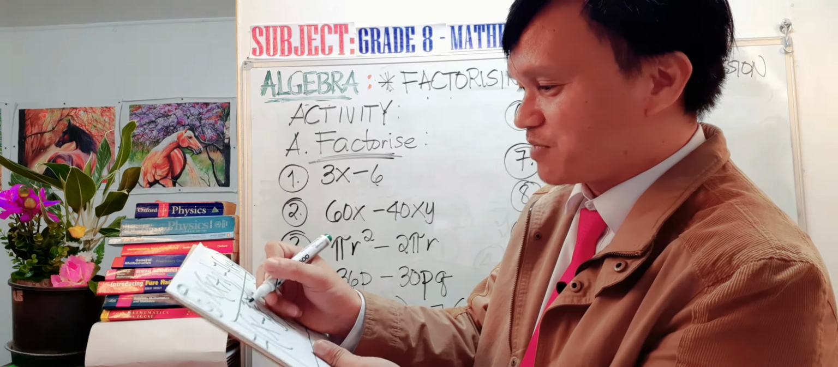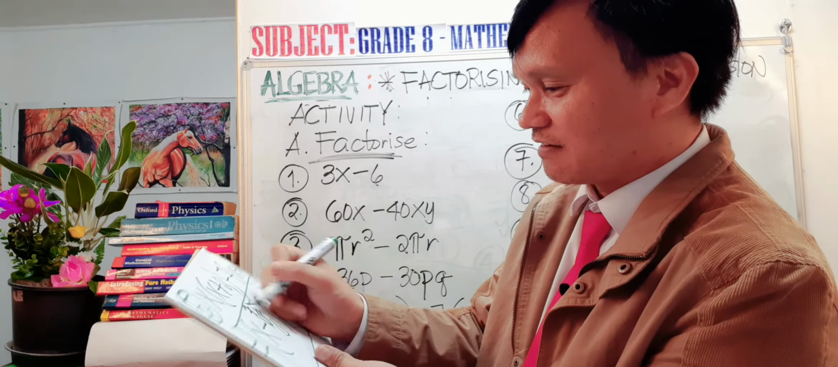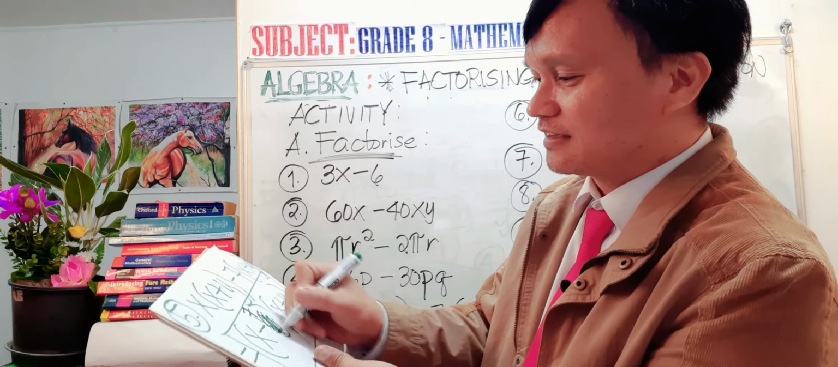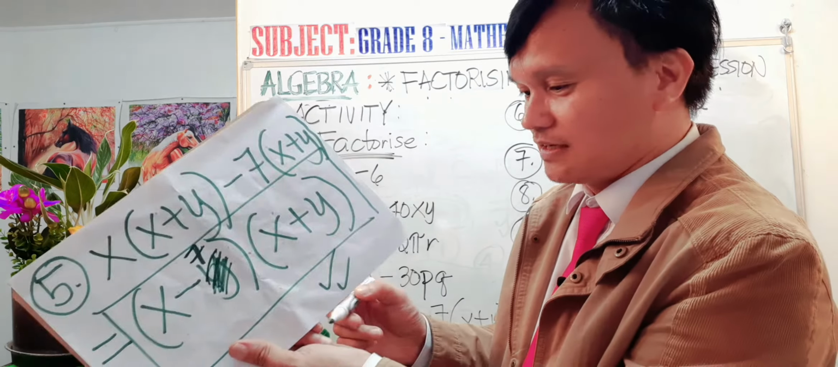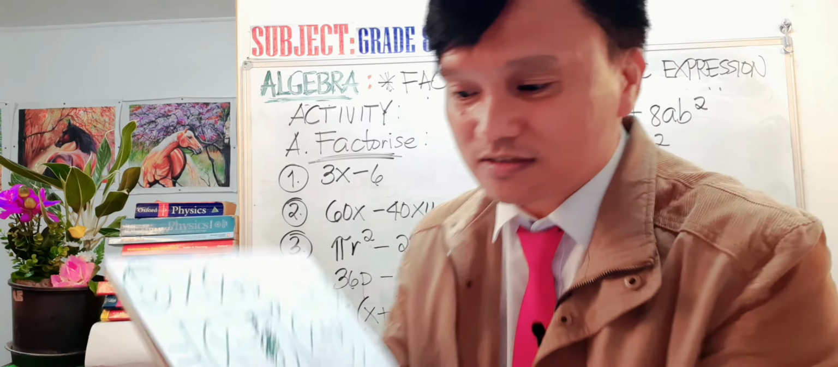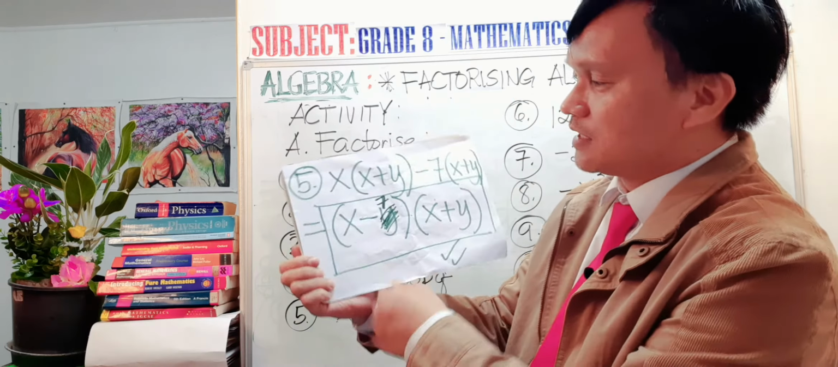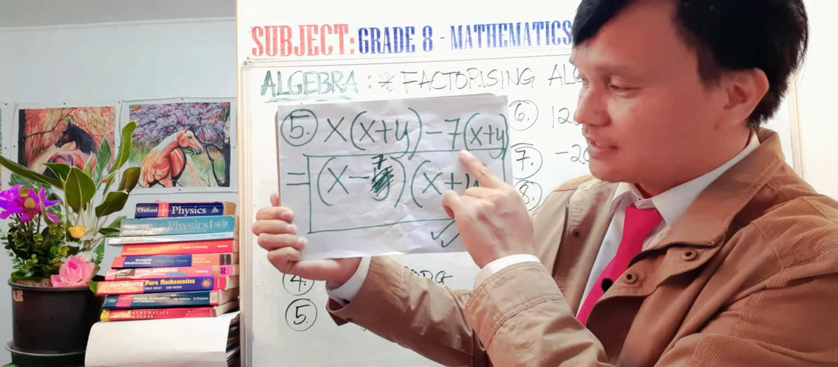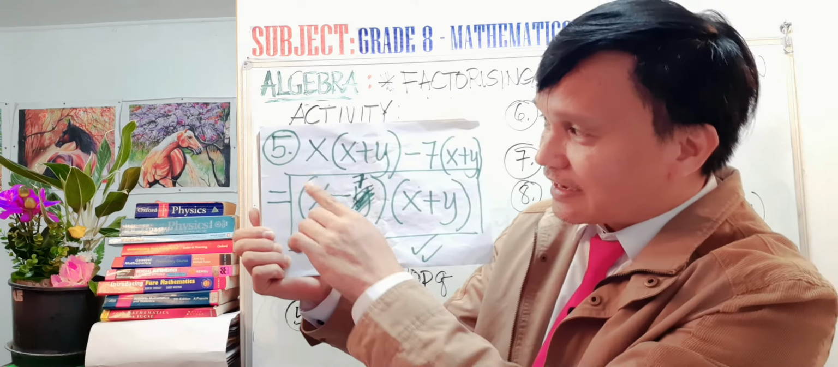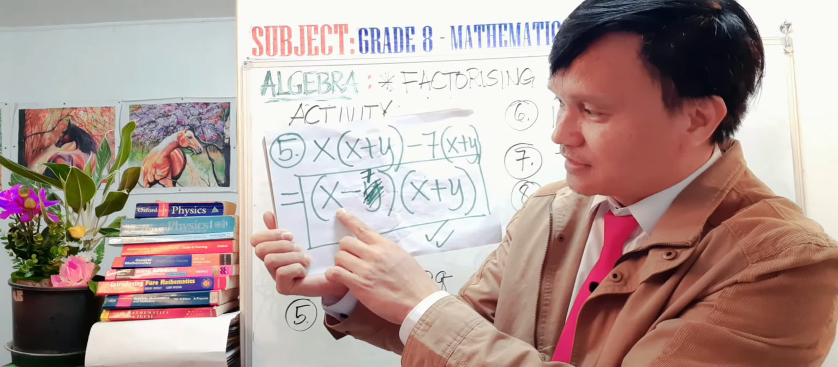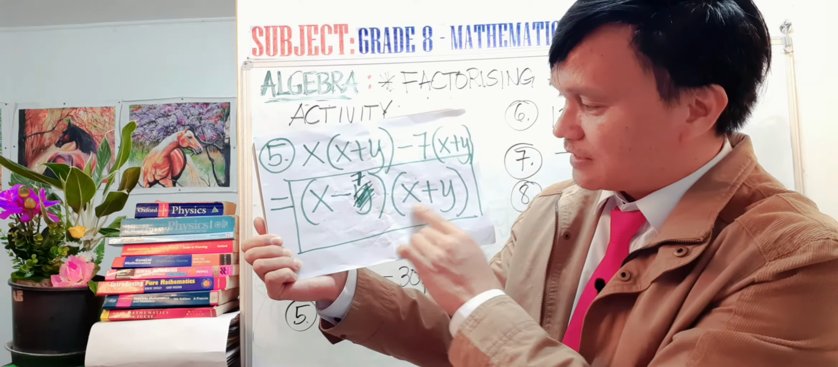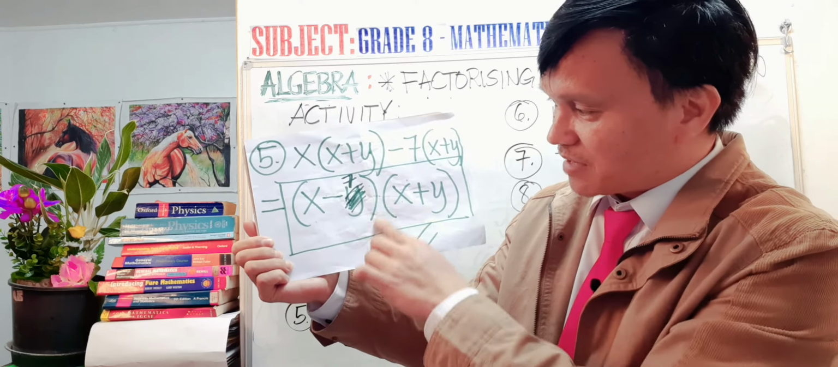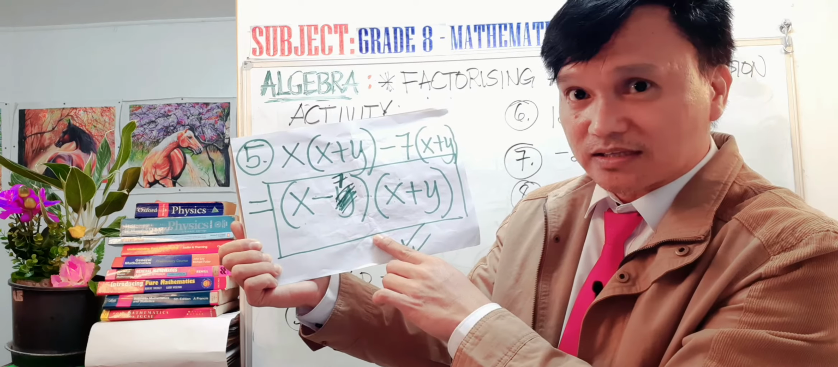Okay, so there's a typing error here. It's supposed to be x minus 7. Can you see it? x minus 7, so x minus 7 and x plus y. Remember, the operation here is multiplication.